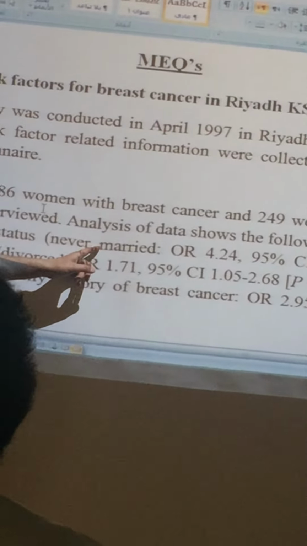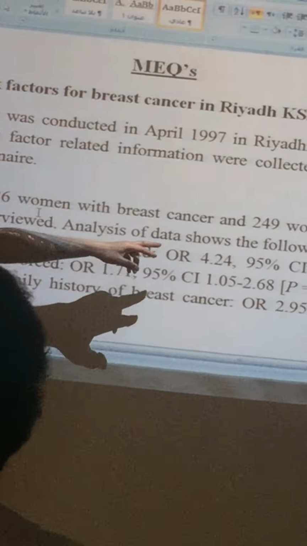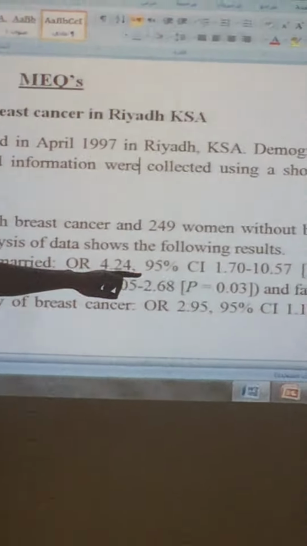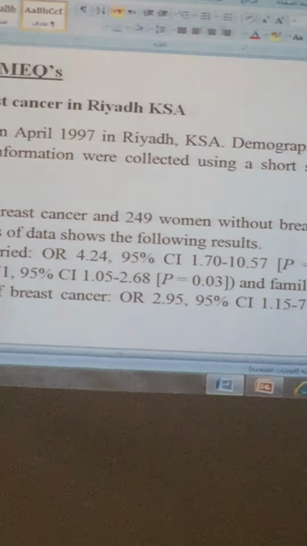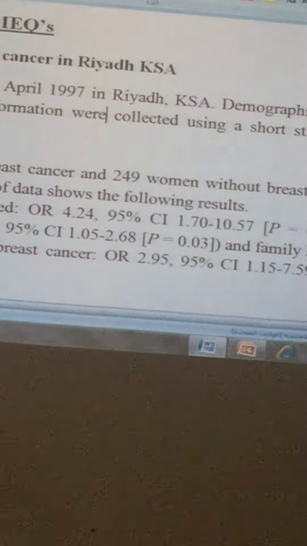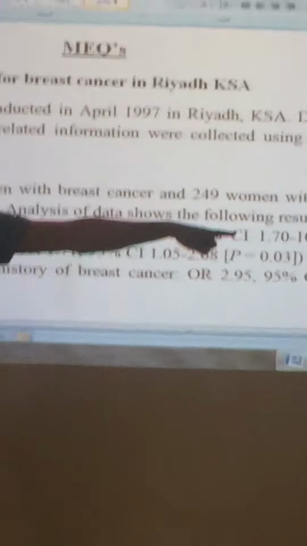Because we are talking about only never married, this is one variable we are talking about. So they have 4 times more risk, and this risk is very significant. That means those females who are not married have a higher chance of developing breast cancer. This is one way, the odds ratio. This is the other way.